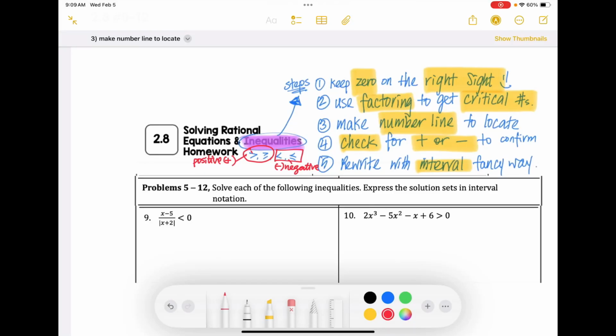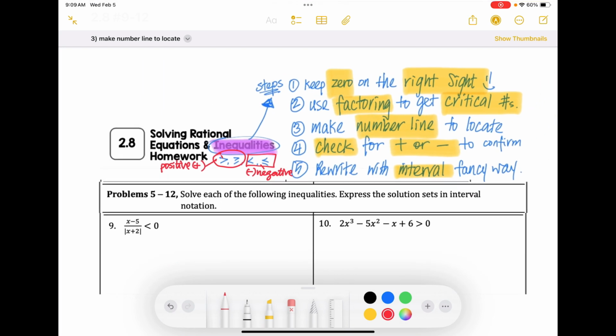Alright, in this video, we are continuing to talk about solving inequalities. Now, when we talk about the 5-step, we mentioned keeping the 0 on the right side and using the factoring technique to get the critical values. Remember, we are looking for the x value. And then make a number line, it's my favorite. And then we check the positive, negative as the final outcome and write it in interval style.